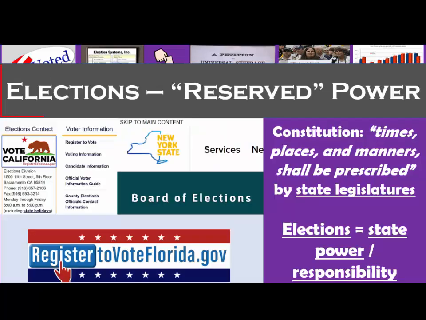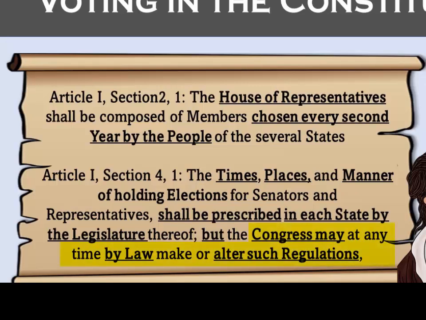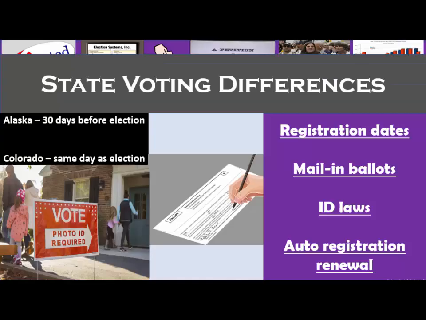As we mentioned before, elections are a reserved power. Their state legislatures have the power to prescribe, as the Constitution says, times, places, and manners of all elections, whether the position is for national, state, or local elections. But what follows that sentence is that Congress has power to, quote-unquote, regulate or alter state election policies. But it is those differences in state voting practices and laws that impact voter turnout.